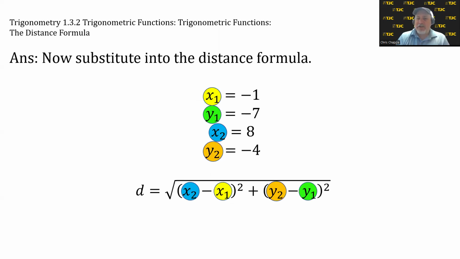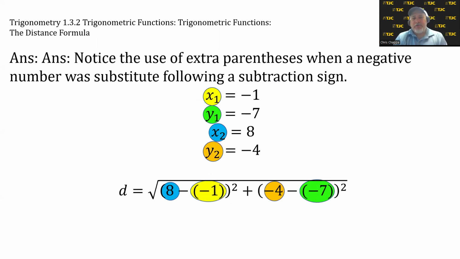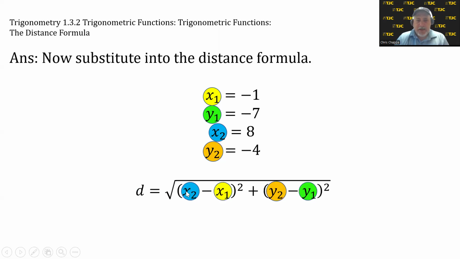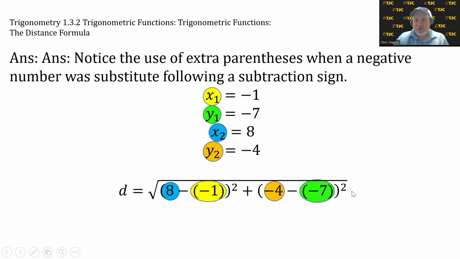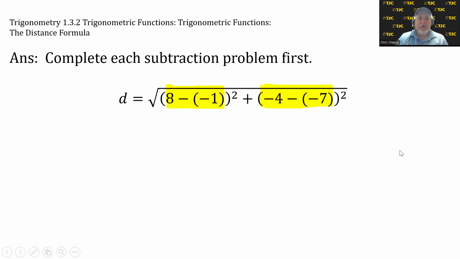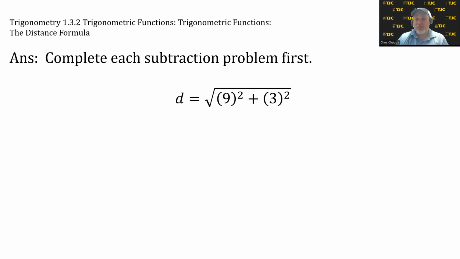Now be careful when you put in negatives. Notice the use of extra parentheses when a negative number was substituted following a subtraction sign. So back here where we had minus x1 and the x1 was negative, and minus y1 and the y1 was negative, notice I used extra parentheses around them for clarity. This does set up some double negatives that we'll clean up. Complete each subtraction problem first. 8 minus -1 is 9, and -4 minus -7 is 3.